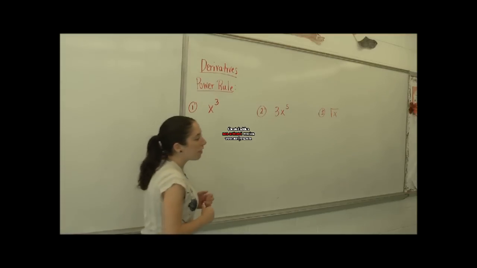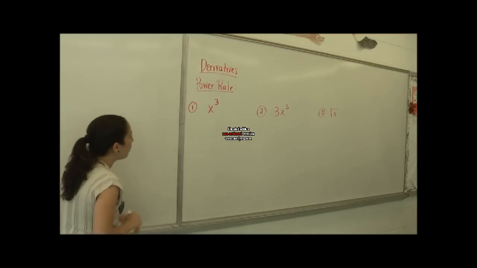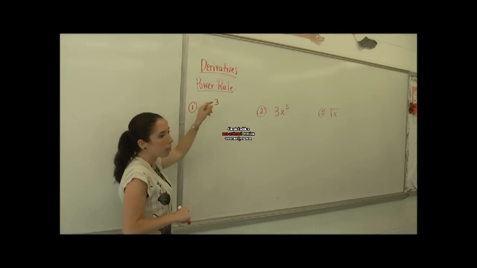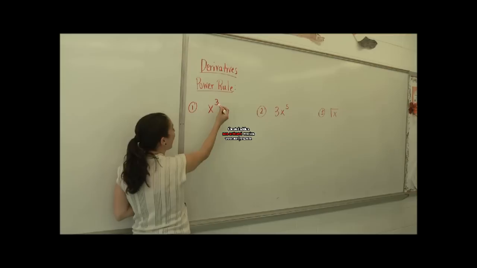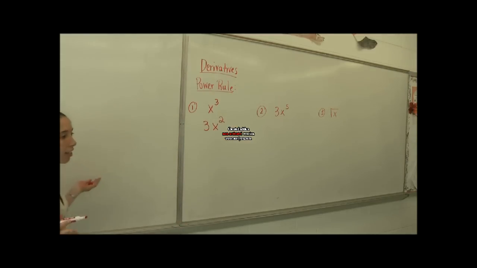Right, guys, we're going to go over how to take the derivative today, and we're learning the basic power rule. The first problem was x cubed. To take the derivative, all you do is bring the exponent out in front, leave the base the same, and raise the power to one less degree, so you minus one from the power. So that's the answer, 3x squared.